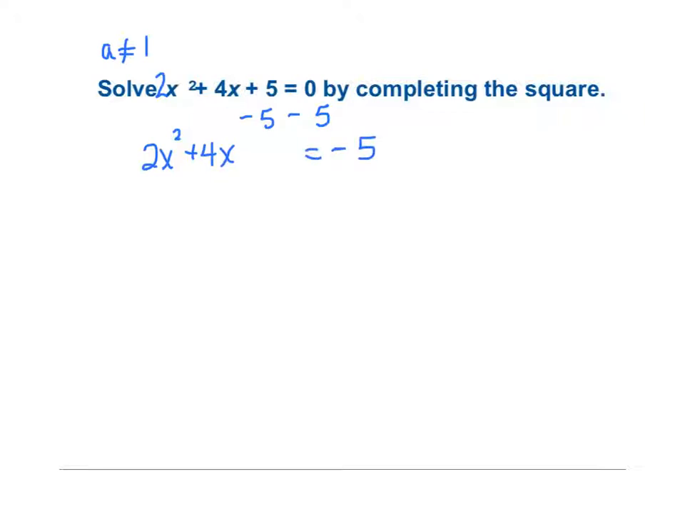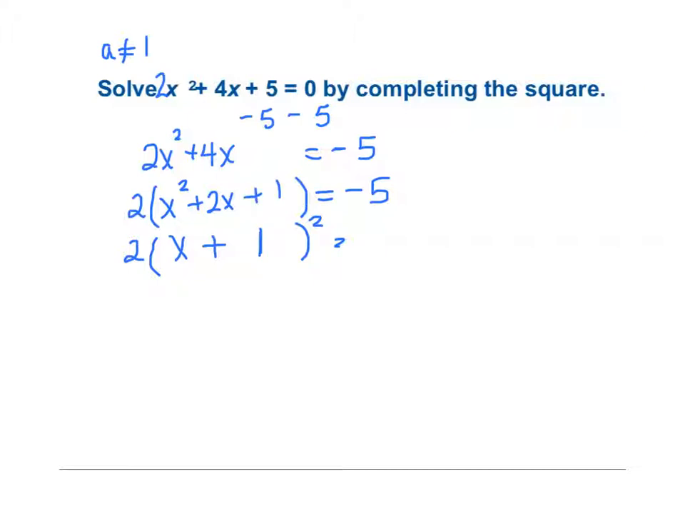Then the next thing you need to do is factor out a from this side of the equation. So I'm going to factor out the common factor, which is 2, and that equals negative 5. From now on, you're going to have that 2 in the problem. So I'm going to go ahead and factor it. This is going to be x plus, take half of 2, which is 1. 1 squared is 1. So I'm adding a 1 here.